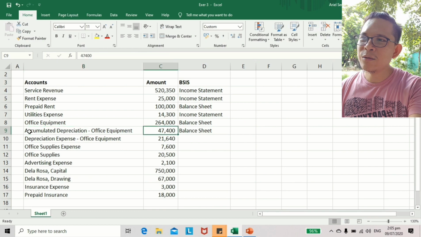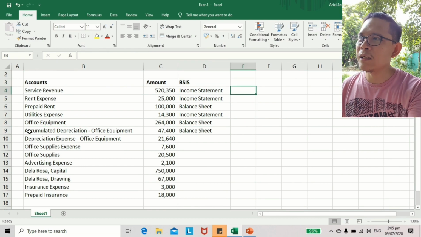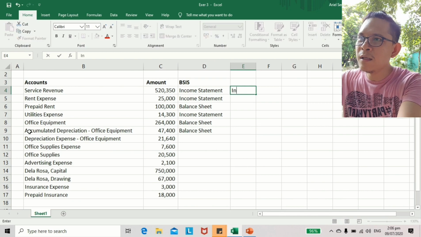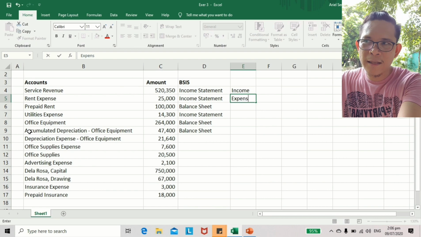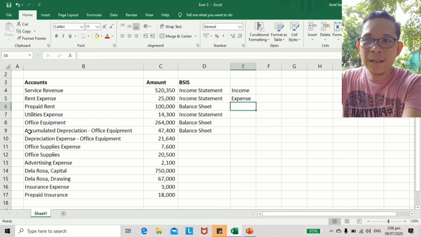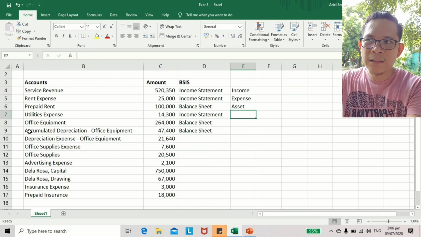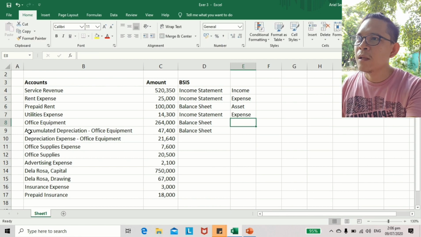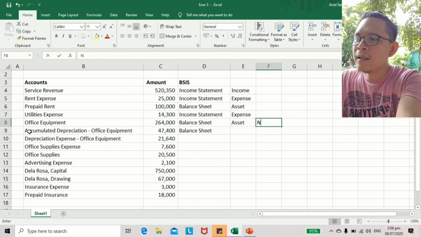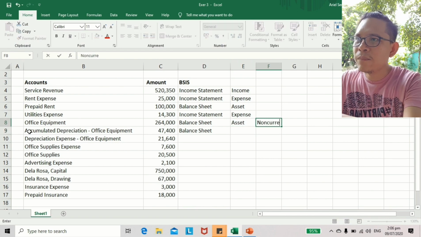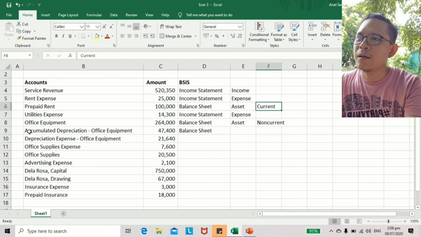I think mas maganda siguro na i-identify ko dito sa column E kung anong klase ito. Your service revenue is an income account. Your rent expense, of course, is an expense account. Your prepaid rent is an asset account. Your utilities expense is an expense account. O your office equipment is an asset account, particularly non-current yung category. Dito, yung prepaid rent mo, current. Okay?